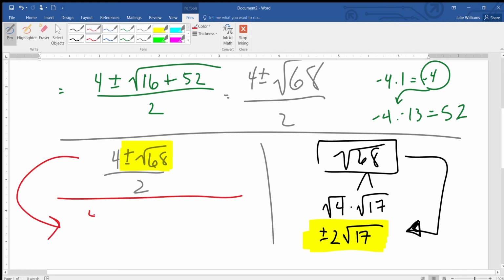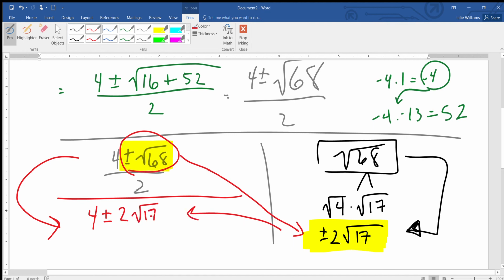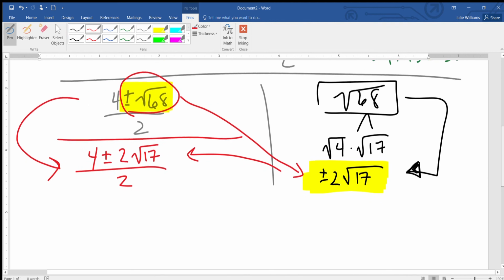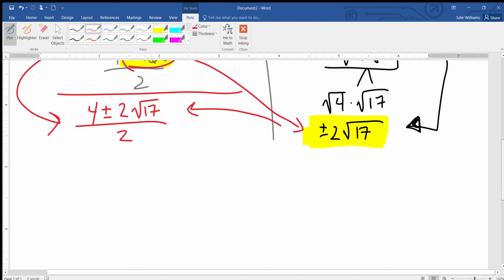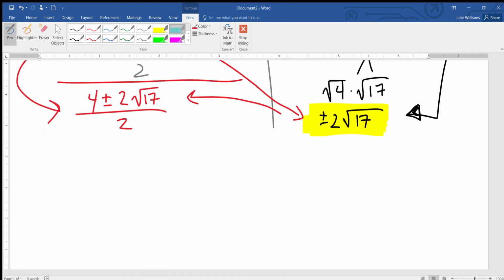So it's going to be 4 plus or minus, again inserting that here, 2 times the square root of 17 all over 2. Okay, but again we need to look at that top expression, so the expression that is in the numerator. So let's look at that. So the aqua part.